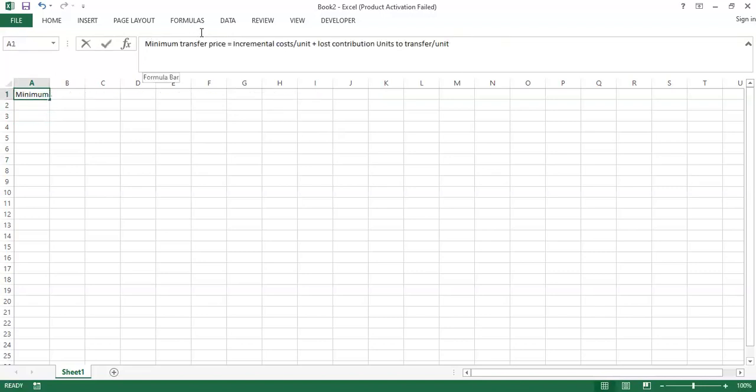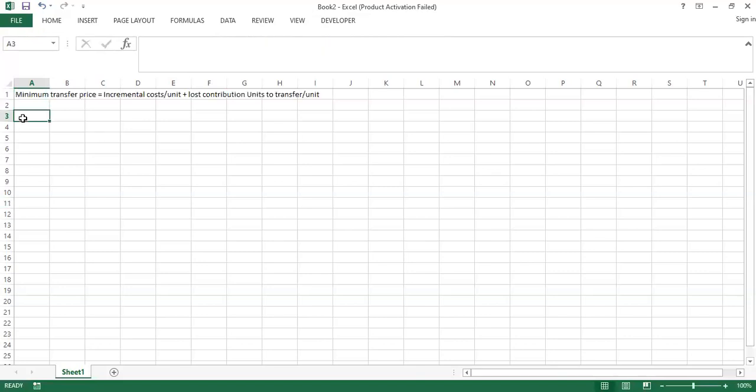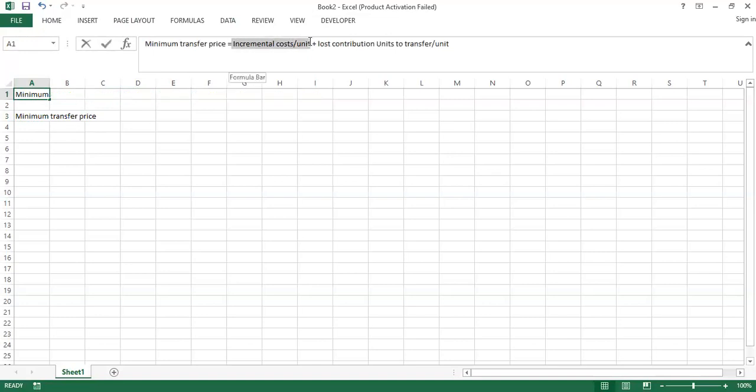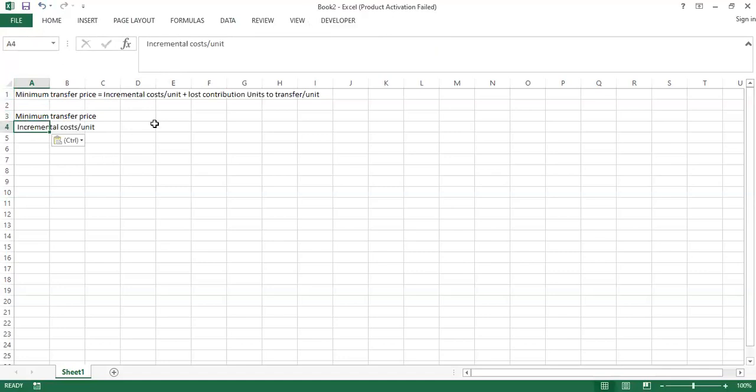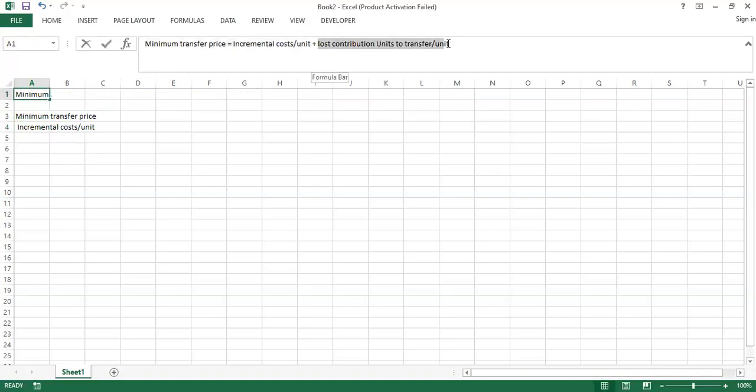All right, so we want to calculate our minimum transfer price. So let's copy that and put it there, right? And then we know that it has two portions, which is the incremental cost per unit, which is that one. So you can simply take it there. It's up to you how you present this. And then we want to add our lost contribution per unit.